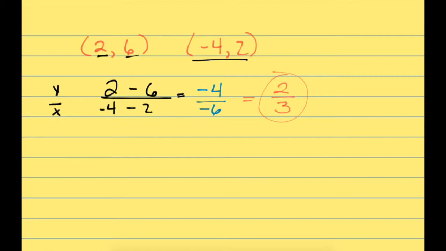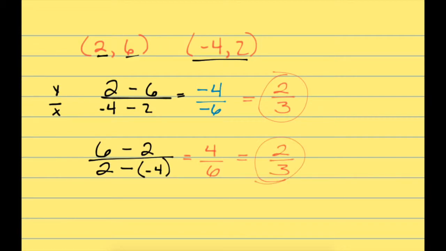Now, let's try it with the points in the other direction. So let's use the 6 first on top, which means that on the bottom we're using the 2 first. So the second y value would be the 2, and the second x value would be the negative 4. So notice that since I'm always subtracting, I'm doing 2 minus negative 4. So I've got to be real careful how my signs go. So on top I have 4, and on bottom I have 6, which also reduces to 2/3. So either way, I have a slope of 2/3.